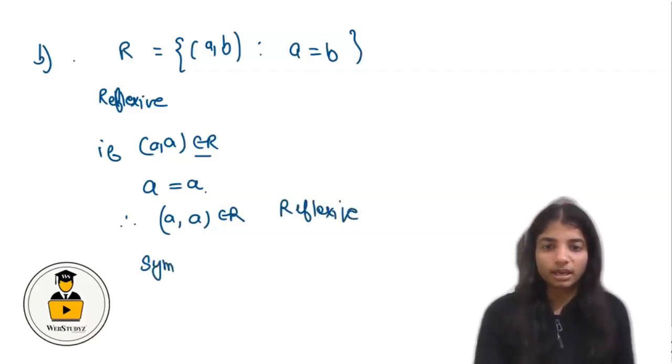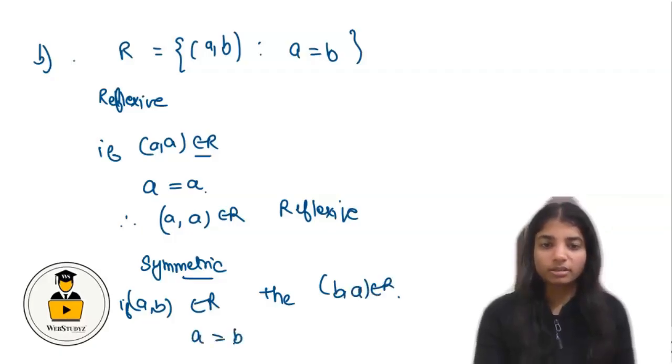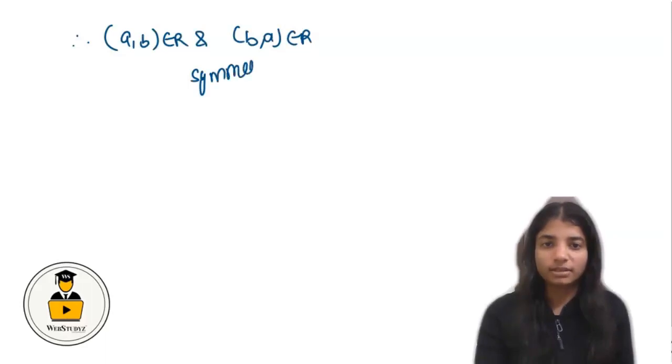Next we are considering the symmetric relation. We are considering if (A, B) belongs to R, then (B, A) also belongs to R. So from here, let's say A is equal to B, let's say 2 is equal to 2, then B is equal to A, that is 2 is equal to 2. So we can say that B is also equal to A. Therefore if (A, B) belongs to R, then (B, A) also belongs to R. So we can say that this is a symmetric relation.